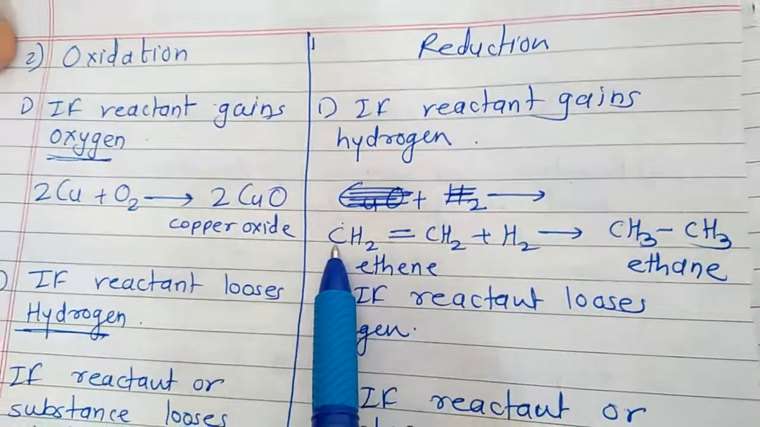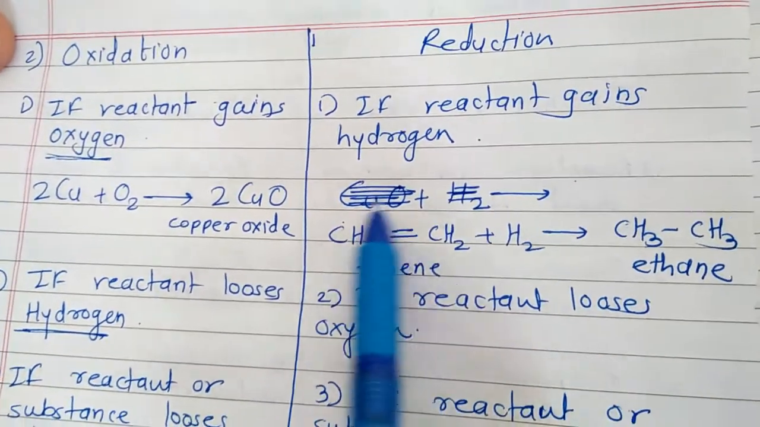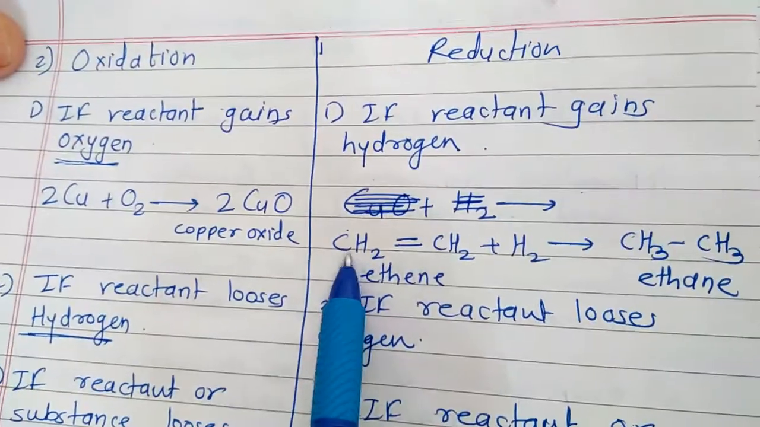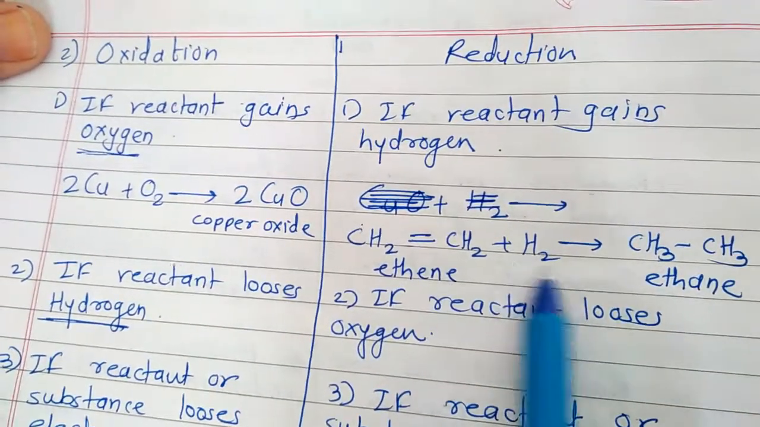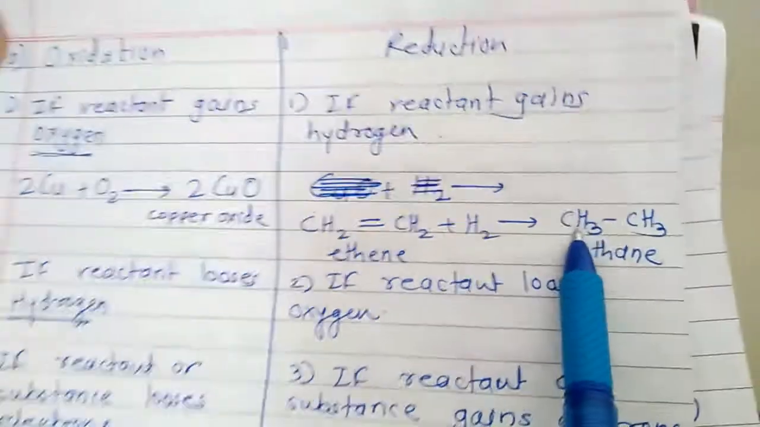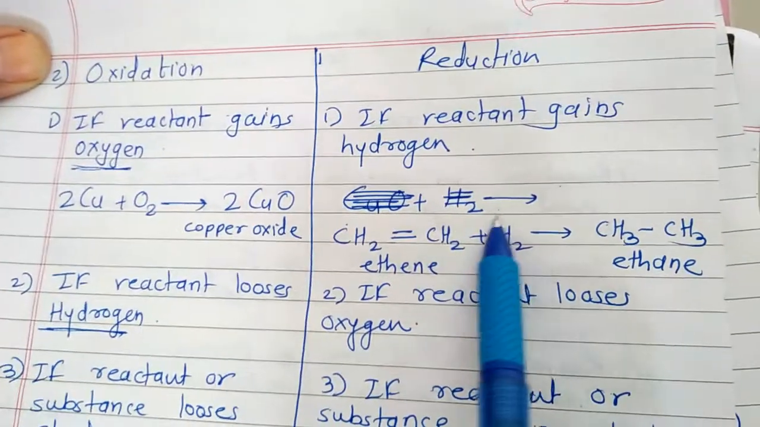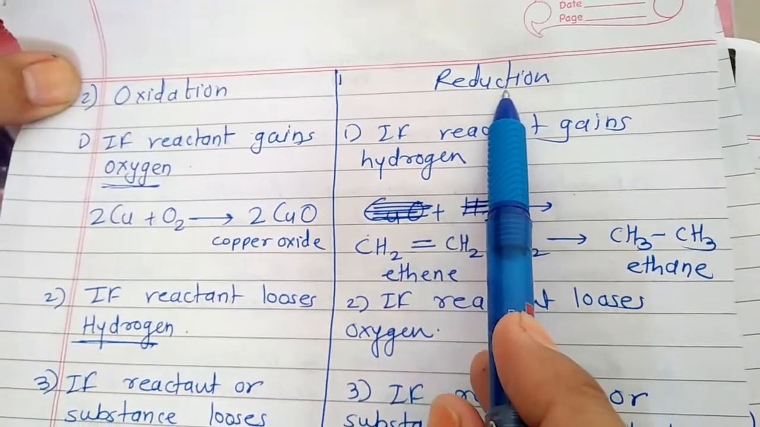Here we have one example. So this is CH2 double bond CH2. It is called ethene. You will study it in detail in the lesson on carbon. Here we have ethene. When it reacts with H2, then it forms CH3 single bond CH3. It is called ethane. So hydrogen is added. So addition of hydrogen is called reduction.